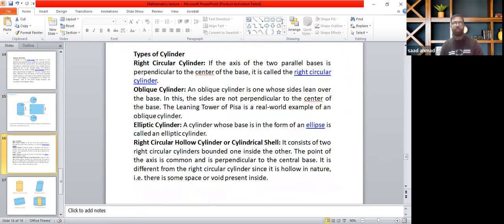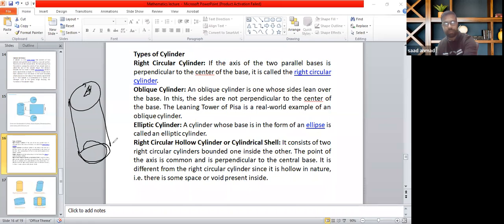Okay, now there are some types of cylinders. The right circular cylinder. Like a can of soda, it has a lid on the top, a top lid from where we open, and then it has a circular sheet, and then it has a base. The base is also a circle, like this. So that's a cylinder.